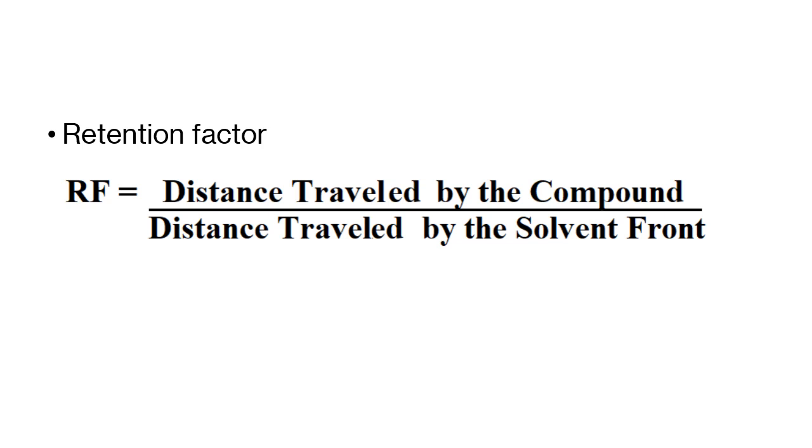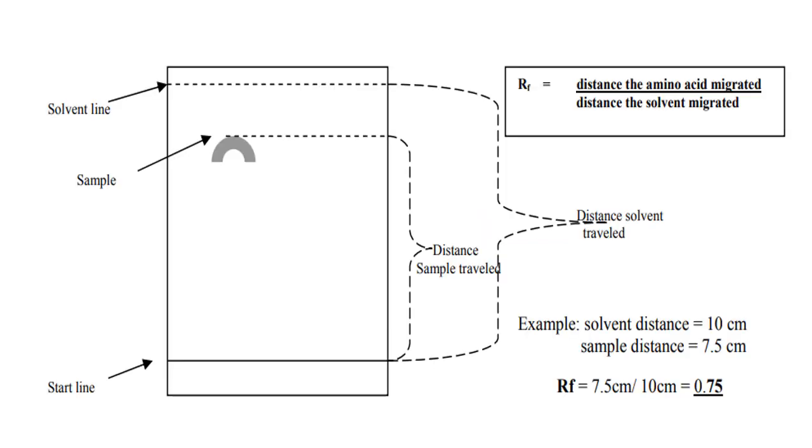Let's take a look at your retention factor, your RF values. By the way, this is your start line and this is your sample. When your sample reaches here, this is the distance, from your point of origin, your sample application, until this end. You measure that. In the example given here, your sample distance is 7.5 centimeters.